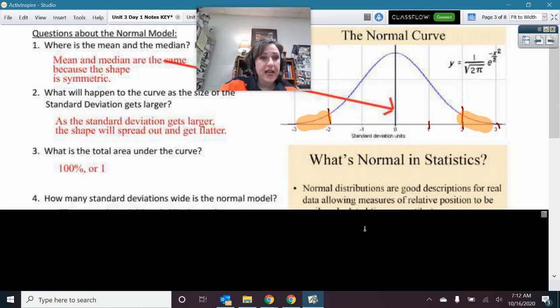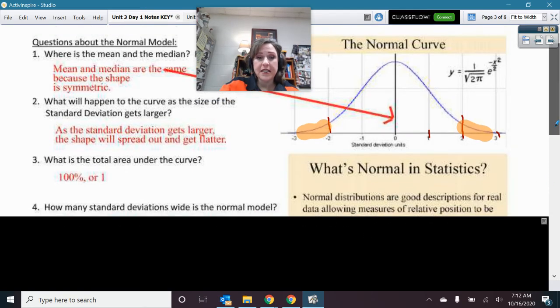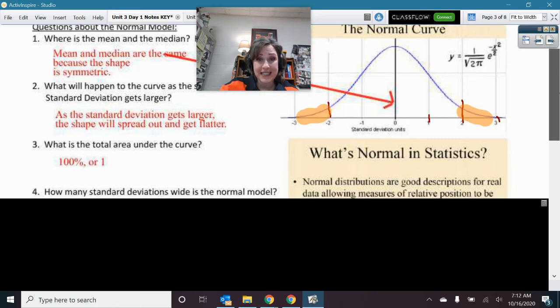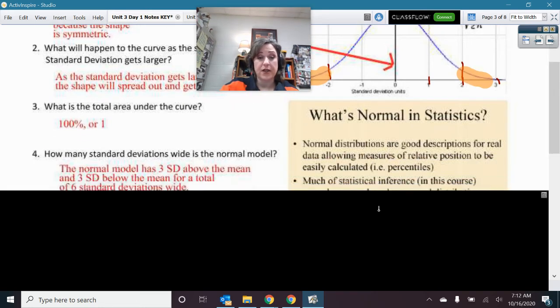All right, so now how many standard deviations are across the spectrum of the normal model? So I hope you can see here that we have 3 standard deviations above the mean and 3 standard deviations below the mean. So that's in total 6 standard deviations. Okay.